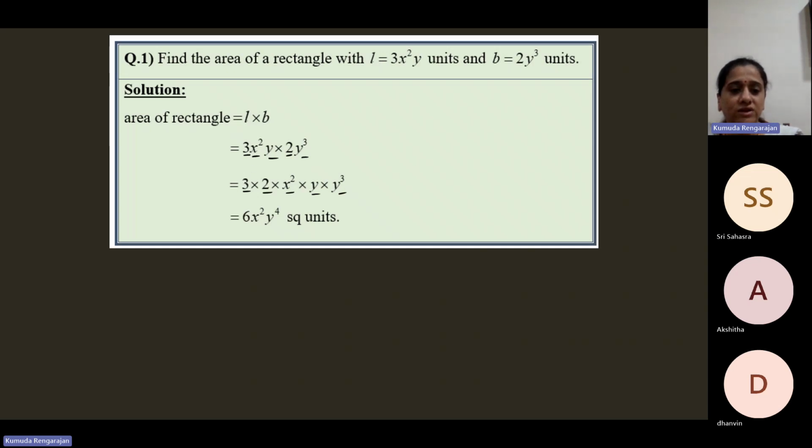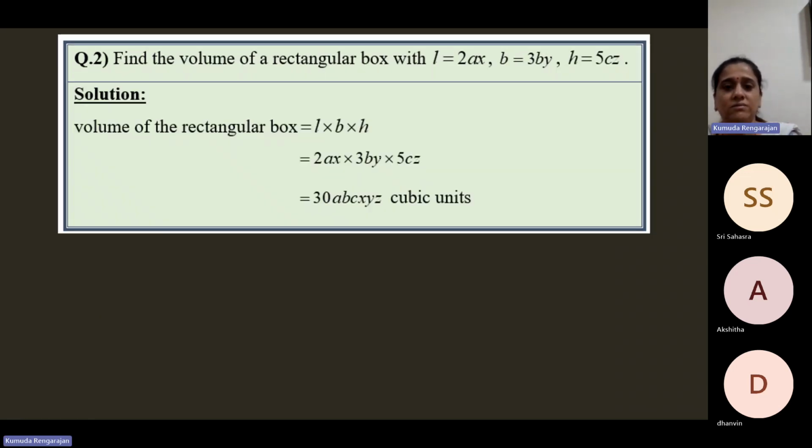All right. So 3 2s are 6. What is x square? There's no other x term, so that will come down as it is. Then y into y cube: how do you multiply? Law of exponent. When bases are the same and it's multiplication, you add the powers. So 1 plus 3, 4. So this is the answer. Correct?